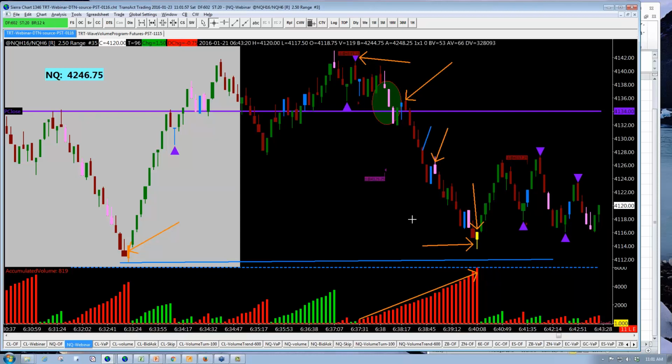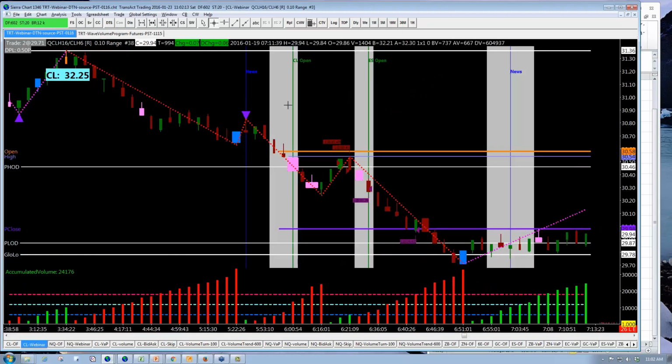How many trades do you typically take in a day? Not that many. 2 to 5 per market. Okay. When you look at a chart here, let's go back and look at oil, and then we're going to have to change topics here in just a moment.